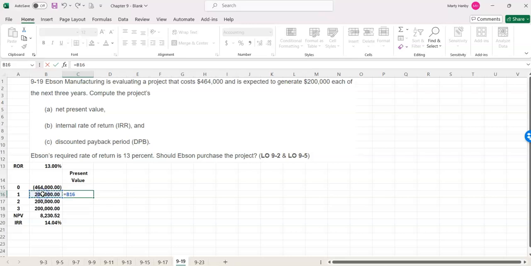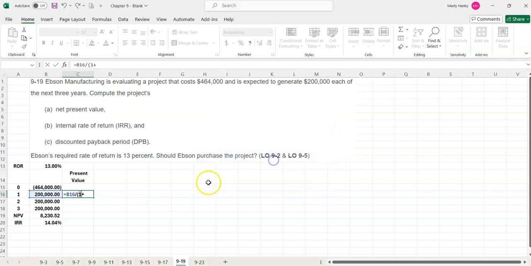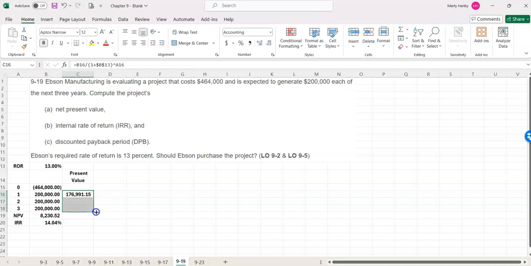So 200,000 divided by 1 plus the 13%. There's nothing wrong with my formula. I don't know what's going on there. But function F4, close paren, caret, and now we capture the 1 because we're in the first year. So now we can drag this down, and we have the present value of the 3 years of cash flows.